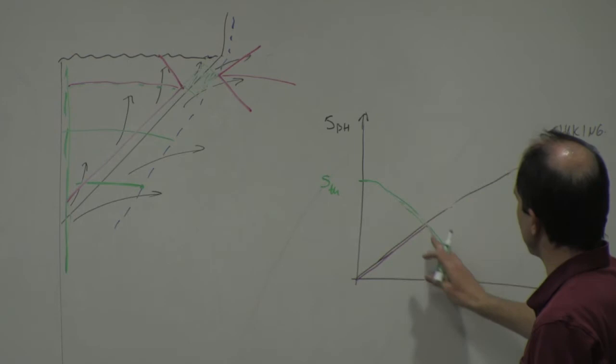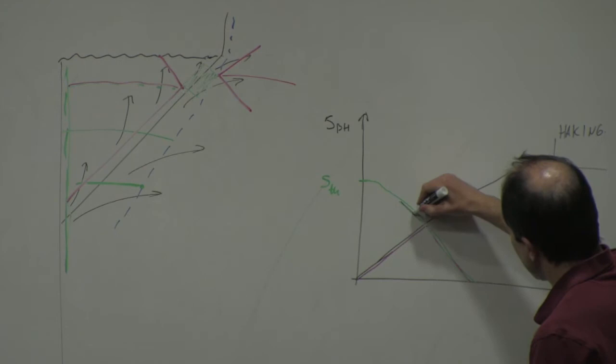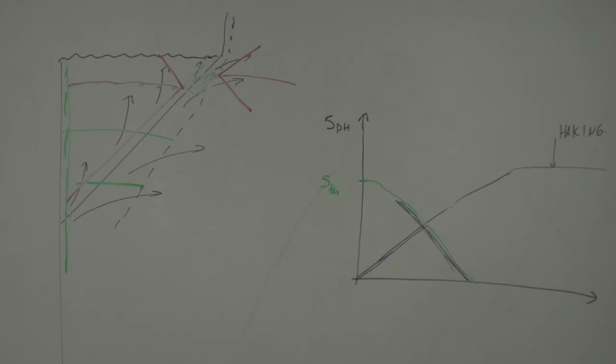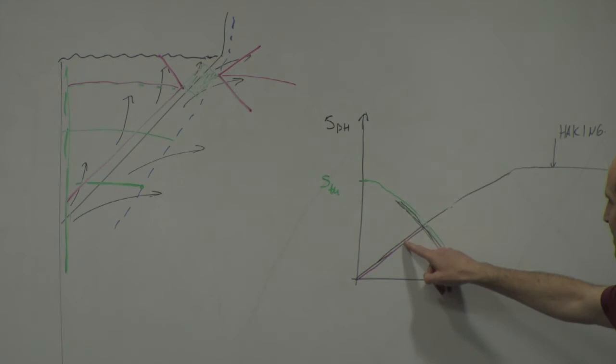Maybe I should draw it in black also. So this other candidate for the fine-grained entropy is some curve like this, right? But the true fine-grained entropy should be the minimum of the two. So at this point, this is the minimum. But at this point, this is the minimum, right? So we always have these two choices.